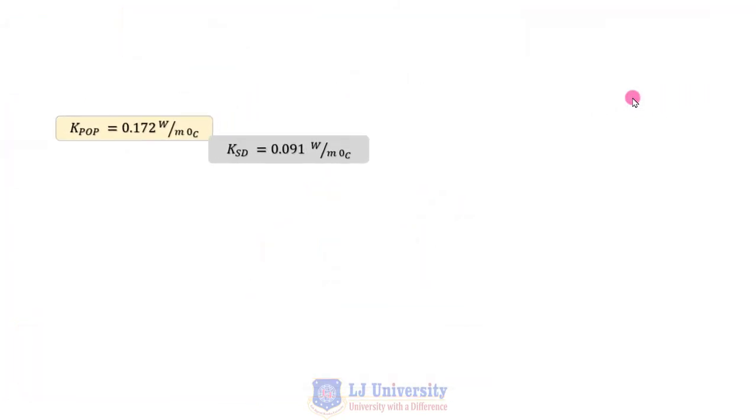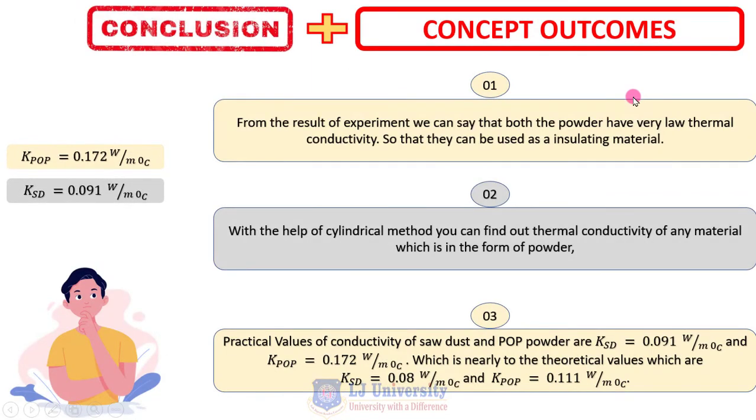Now let's understand the conclusion, what we have learned, and the outcomes of this practical. The first conclusion is that from the results we can say that both POP powder as well as sawdust have very low thermal conductivity. As you can see, the conductivity of POP is 0.172 and the conductivity of sawdust is 0.091, which are very small values. So both are insulating materials.